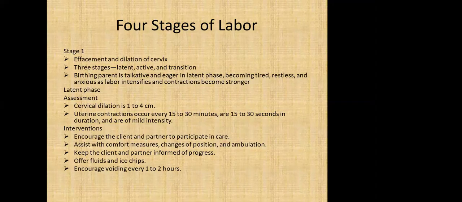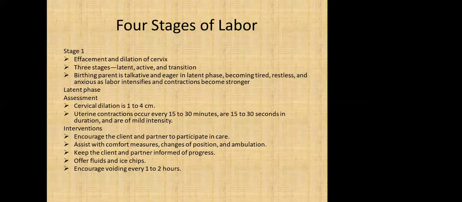Then, when the contractions occur, how long should the contraction last before it ends? The contraction also should last for 15 to 30 seconds. So if you want a simple way to remember the latent phase, it is 15, 30. So 15 to 30 minutes is how often it should be occurring, and it should last at least 15 to 30 seconds in duration. In terms of severity, or how the woman will feel the pain, it is mild in intensity.